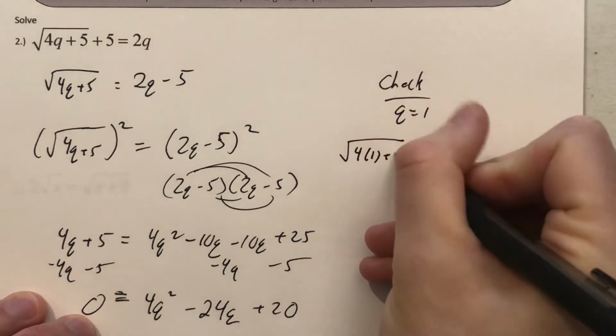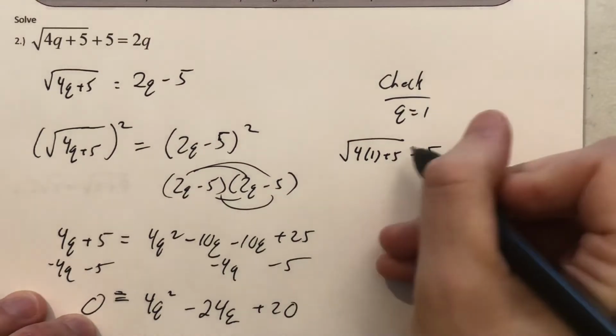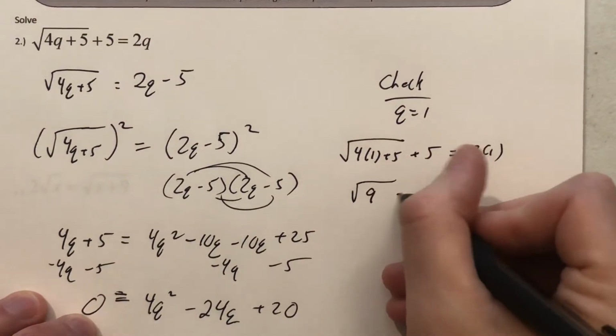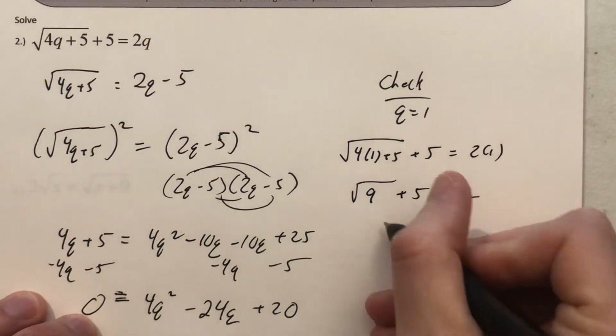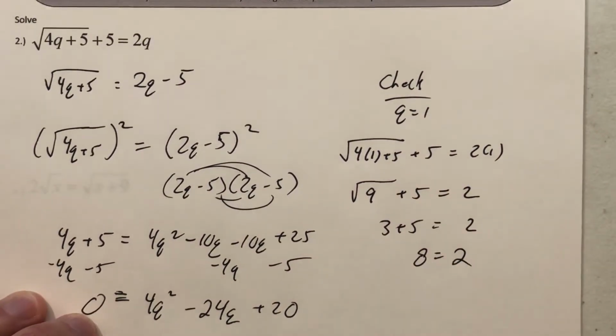Again, make sure you go back to the original equation, the initial thing we started with there. So that'll be 4 plus 5, so square root of 9. And so we're looking like 3 plus 5, so we're looking at 8 equals 2. Well, that didn't work, so that's not a solution.